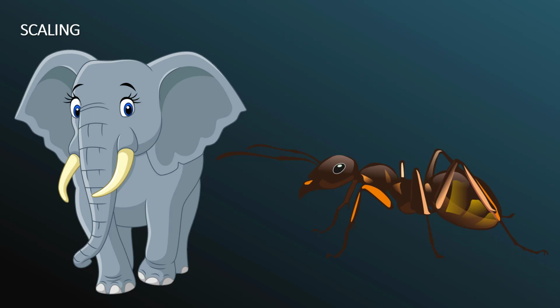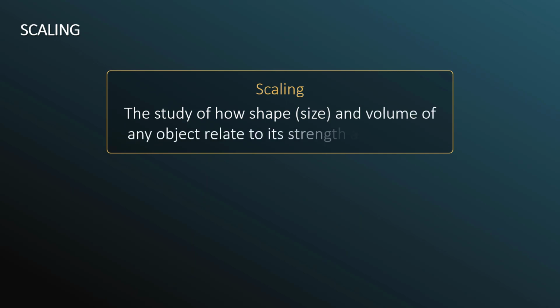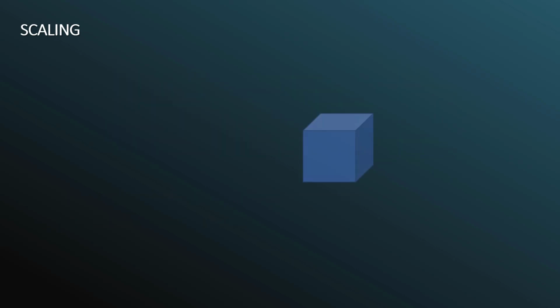This leads us to the definition of scaling: the study of how shape and size and volume of any object relate to its strength and weight. Strength is related to the area of the cross-section. Weight is related to the volume. Let's take a simple example of a cube, where each dimension of the cube, by definition, is the same. So they all have some initial length Li. The area initially, then, is simply Li squared. And the volume initially is therefore Li cubed.